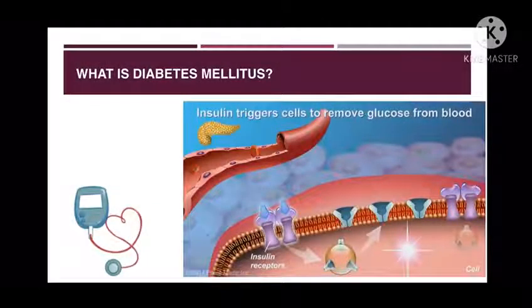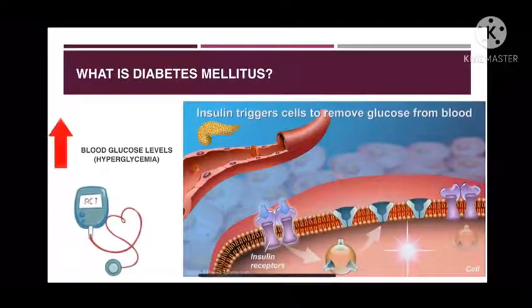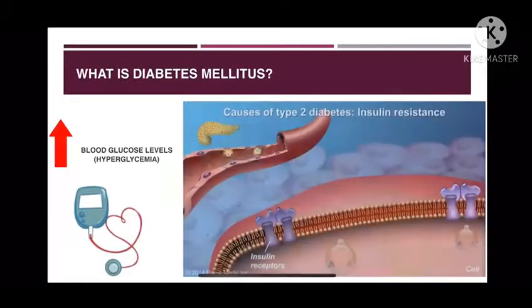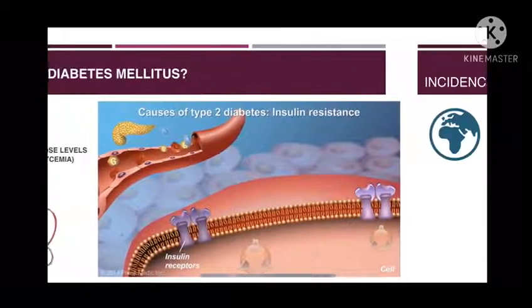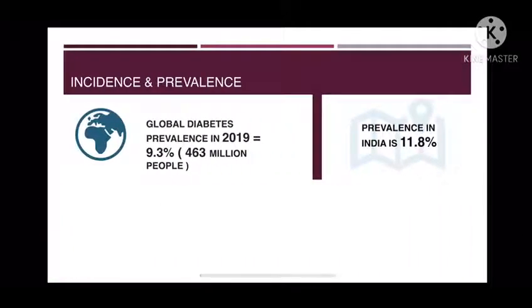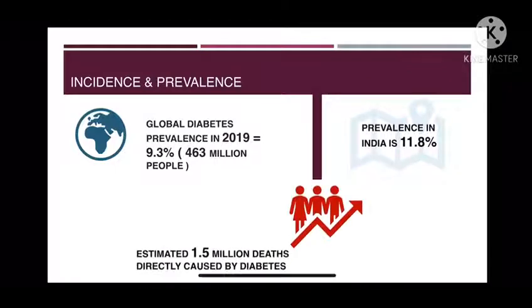Diabetes mellitus, commonly called diabetes, is a metabolic disorder characterized by a rise in blood sugar level for a prolonged period of time. Globally, around 9.3% of the world population is affected by diabetes. India is deemed the world's capital of diabetes, with 11.8% of its population being affected. Approximately 1.5 million people die due to diabetes.